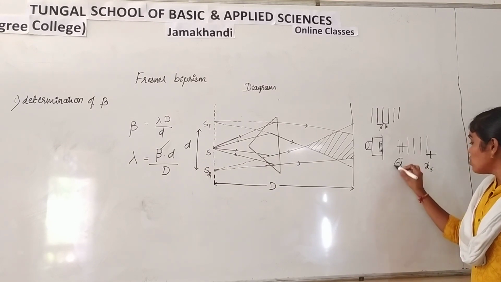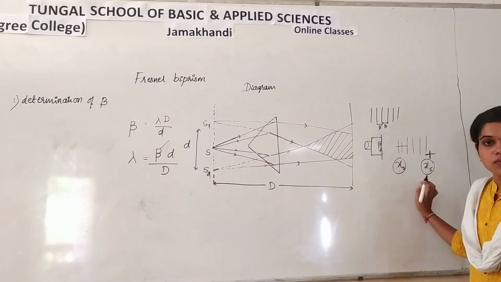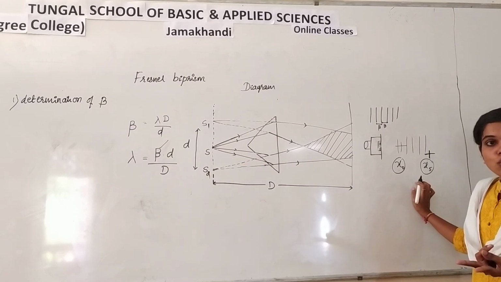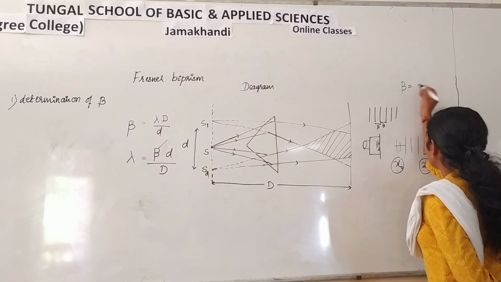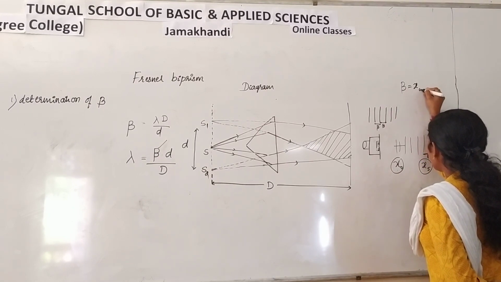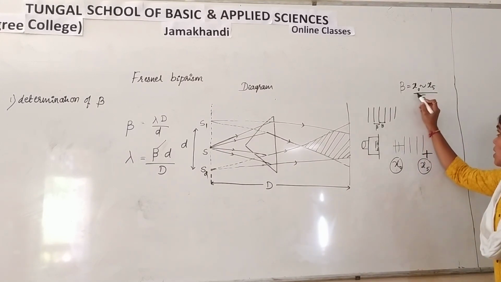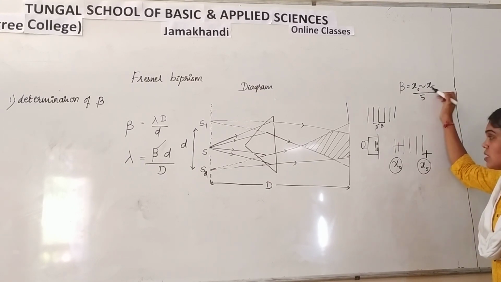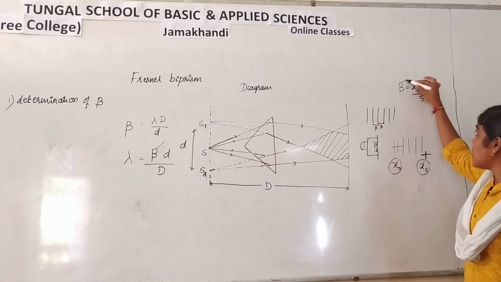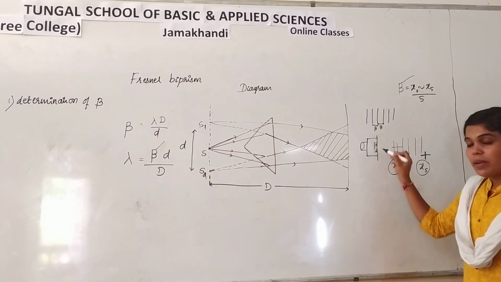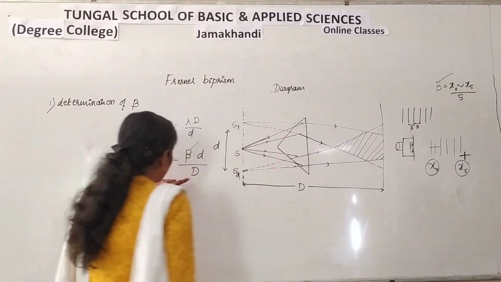Here, x0 is the reading for the first bright fringe, and x5 is the reading for the 5th bright fringe. But fringe width is the distance between two consecutive bright fringes. From this, beta is equal to the difference of x0 and x5 divided by 5. x0 is for the first fringe, x5 is for the 5th fringe. If you divide this by 5, you get the distance between two consecutive bright fringes. That is what beta is equal to. So now, with the help of the micrometer eyepiece, we are going to get the value of this beta. And the next is what?